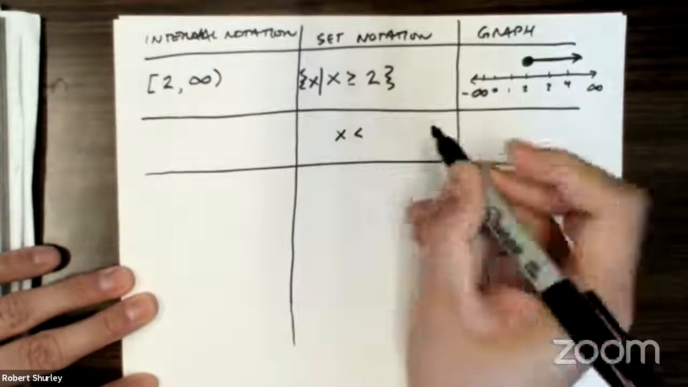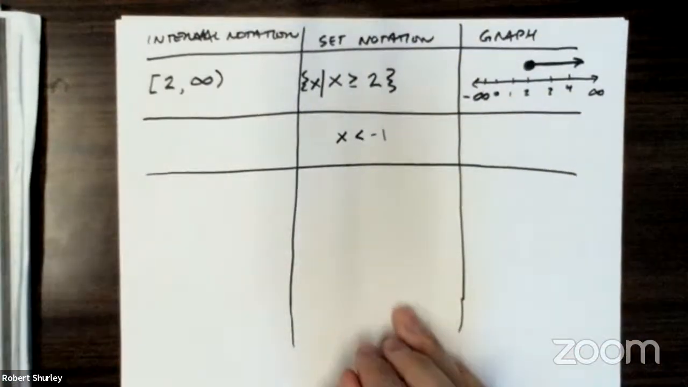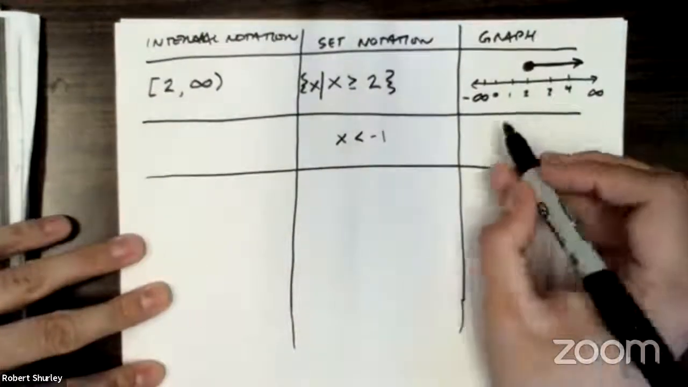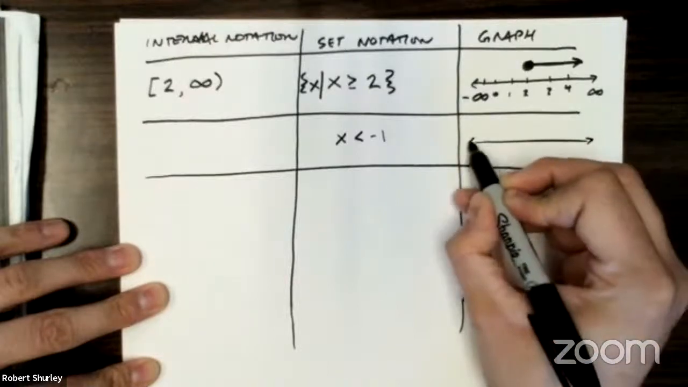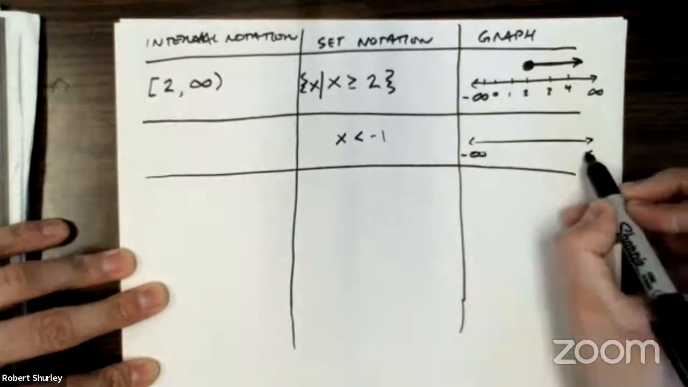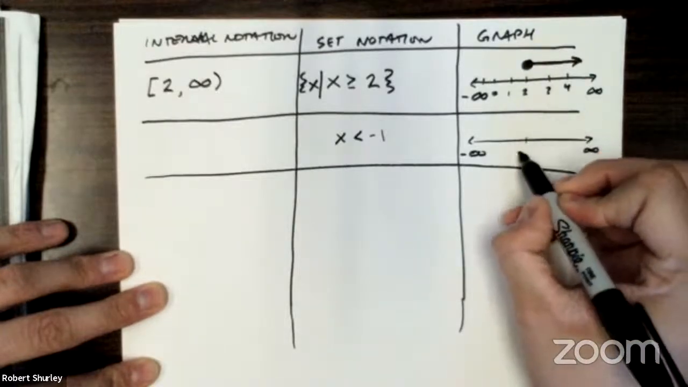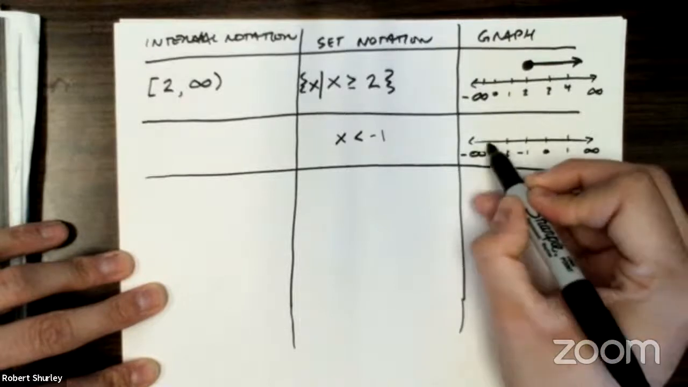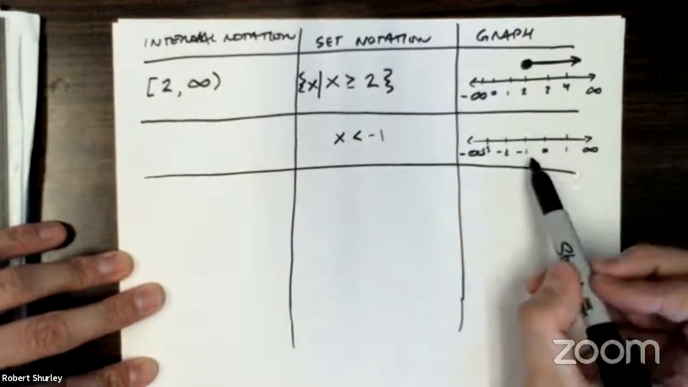So x is less than, let's say like -1. X is less than -1. I'm going to put that on the graph. So we got negative infinity to positive infinity, right? I've got -1 out there somewhere. 0, 1, -2, -3, right? Just a number line. And -1's out there somewhere.